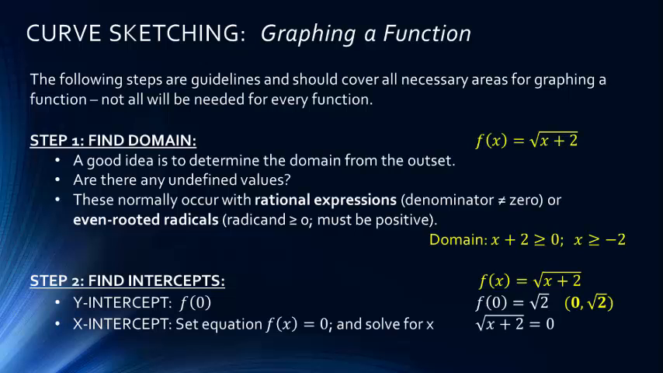For the x-intercept, remember we set y equal to 0, which is setting the entire equation equal to 0 and solving. So if we square both sides, we get x plus 2 equals 0 squared, or 0, and so x equals negative 2. So the x-intercept for this equation is (negative 2, 0).